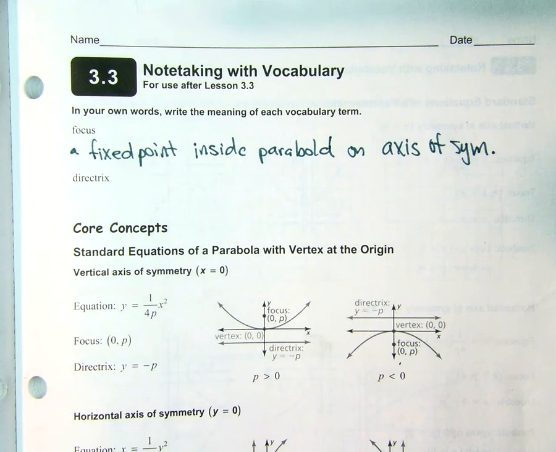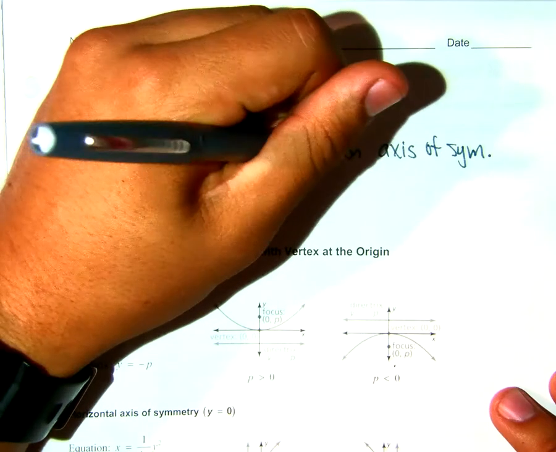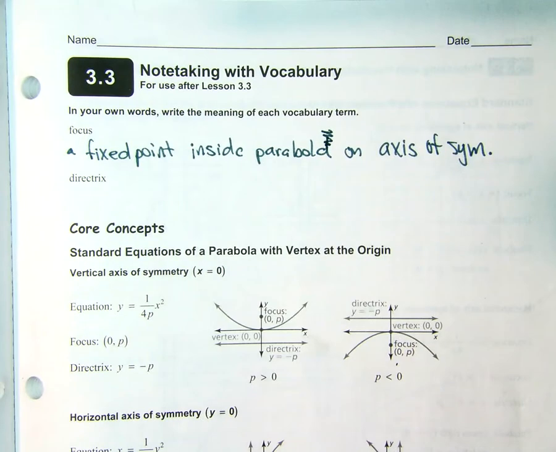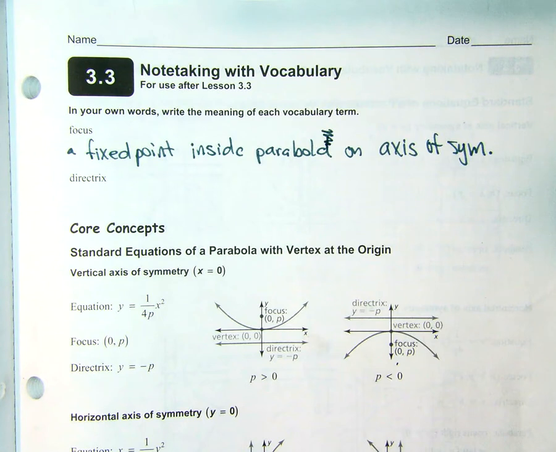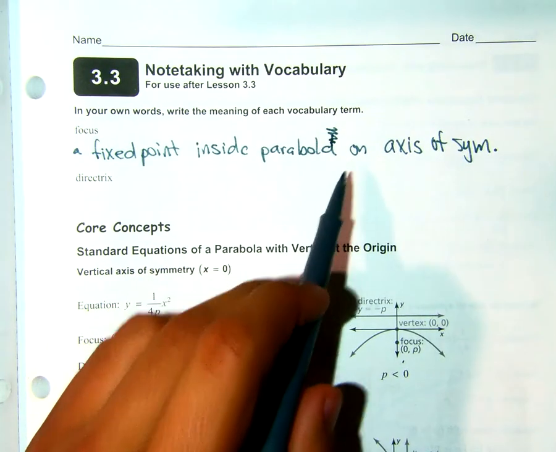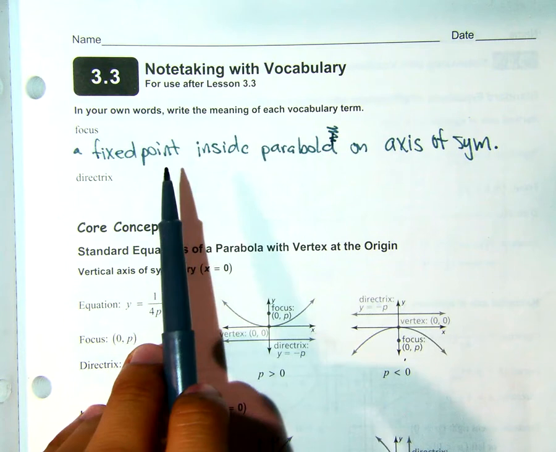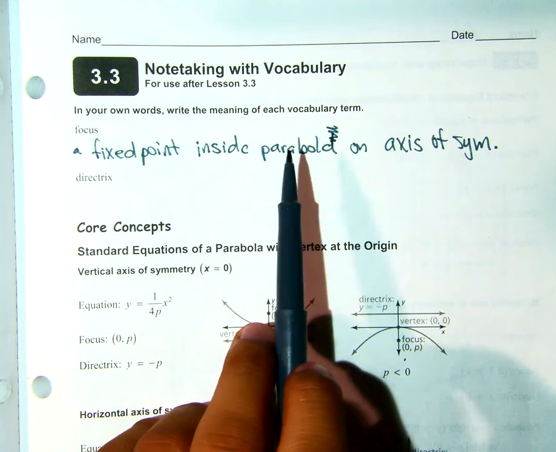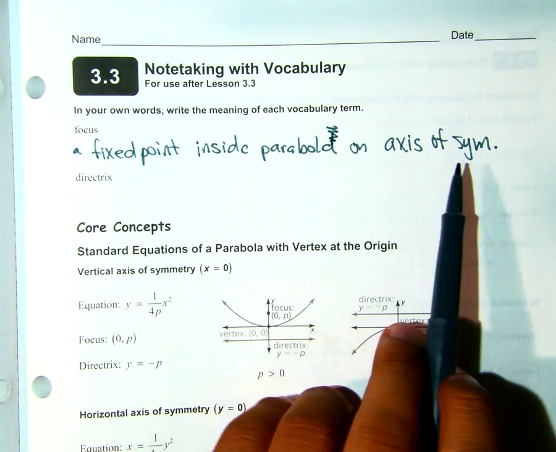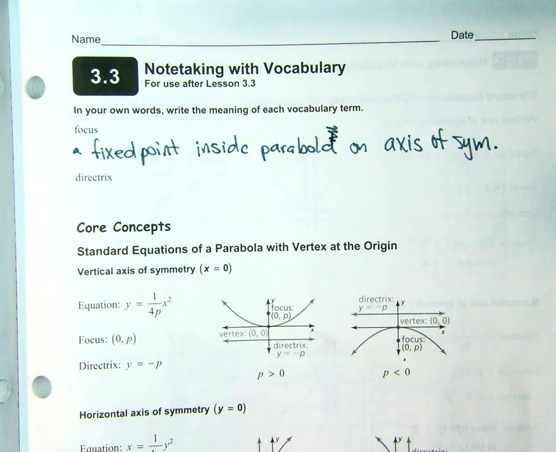Why did I make that a D? Okay, that was supposed to be an A. I don't know why I did that. So this is parabola right here. So the three things I want you to have is that it's a fixed point inside the parabola on the axis of symmetry. Okay, how did you guys define the directrix?